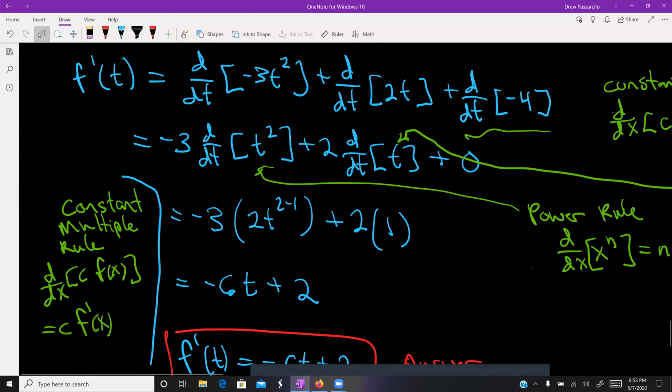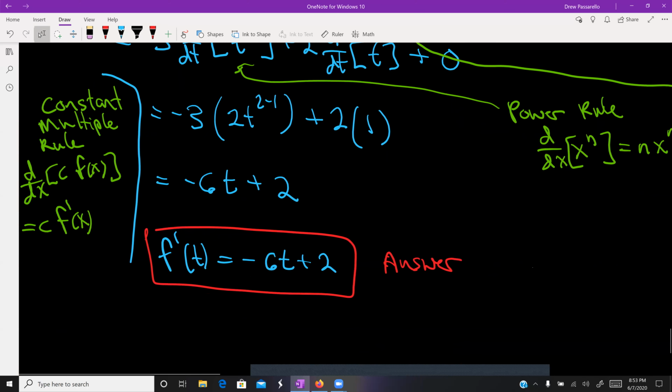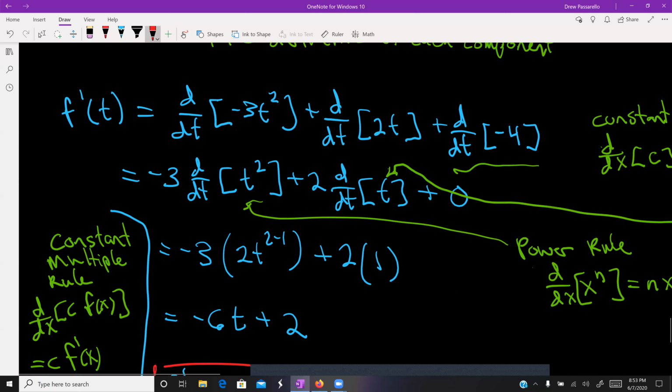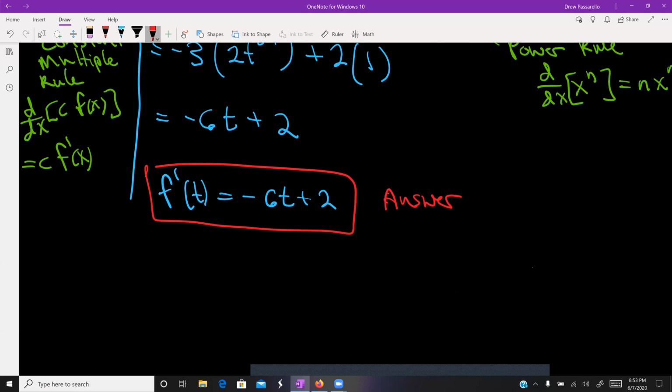And from there, it's just simplifying. So I did -3 times 2 to get -6. And then t to the 2 minus 1 is just t. And then plus 2 times 1, which is plus 2. All right, that's how I would do it in detail.